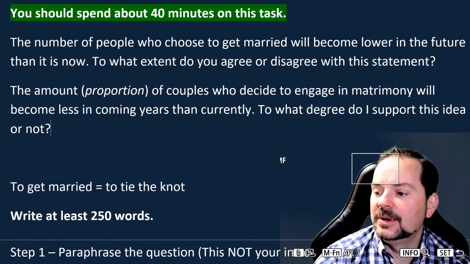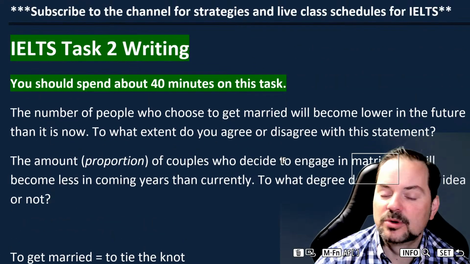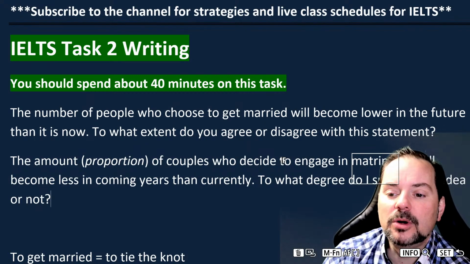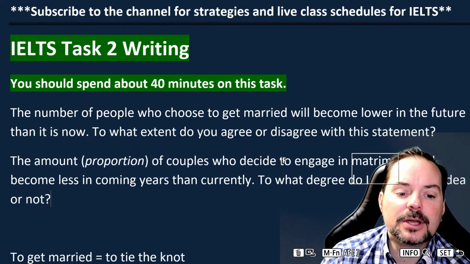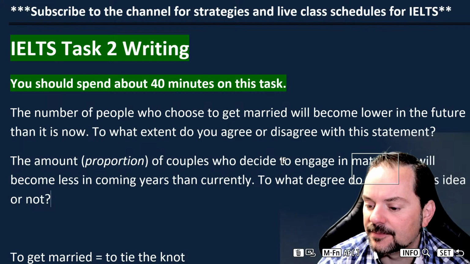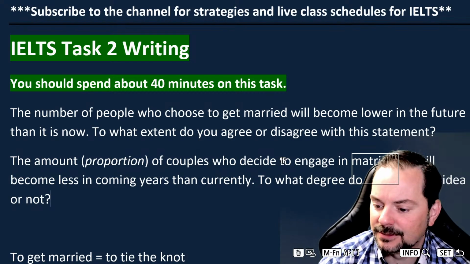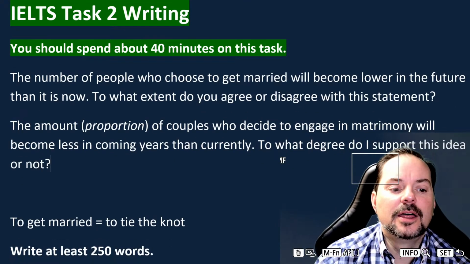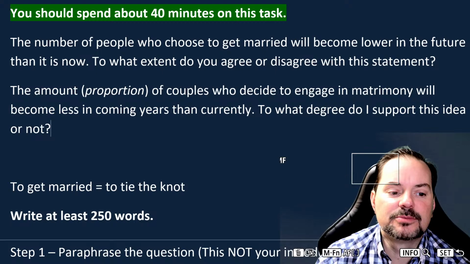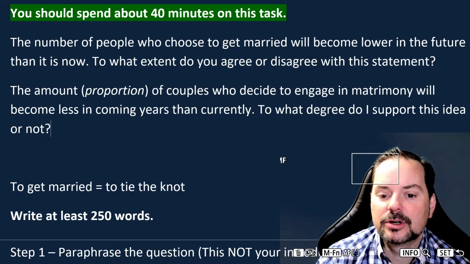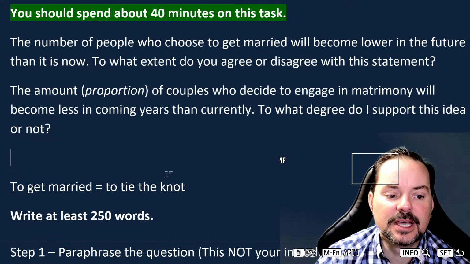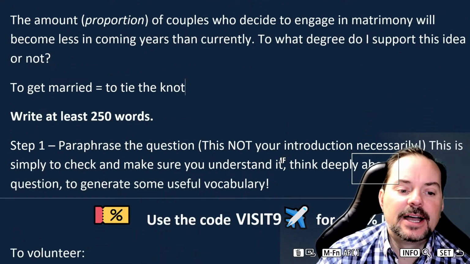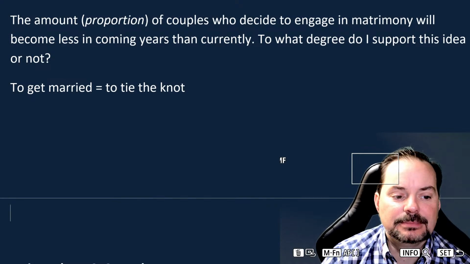So again, everybody read the original. So here's the original task 2 question. The number of people who choose to get married will become lower in future than it is now. To what extent do you agree or disagree with this statement? The amount of couples who decide to engage in matrimony will become less in coming years than currently. To what degree do I support this idea or not? Okay, so now we identify the topic and the controlling idea.